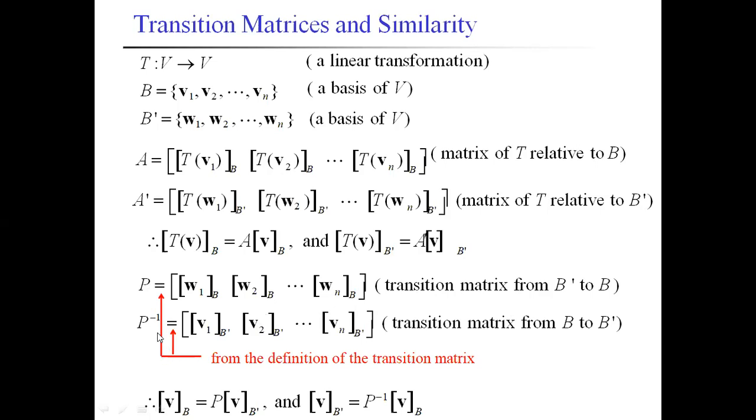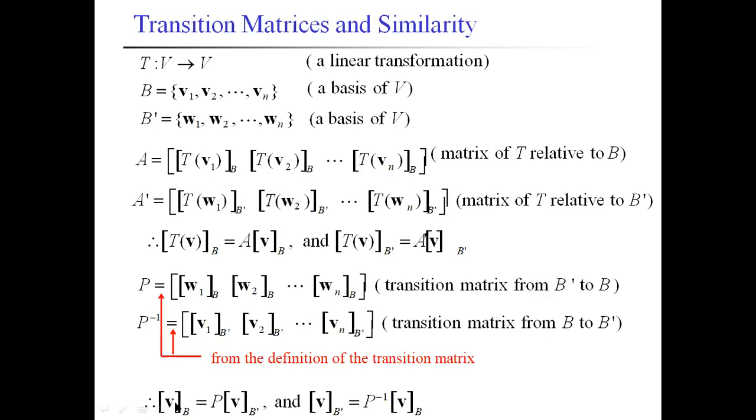Therefore, P inverse is V1, V2, Vn relative to the basis B dash. These are the column coordinate matrices. This is the transition matrix from B to B dash. These are the two definitions from the transition matrix formula. First, P is the transition matrix from B dash to B. Second, P inverse is the transition matrix from B to B dash.